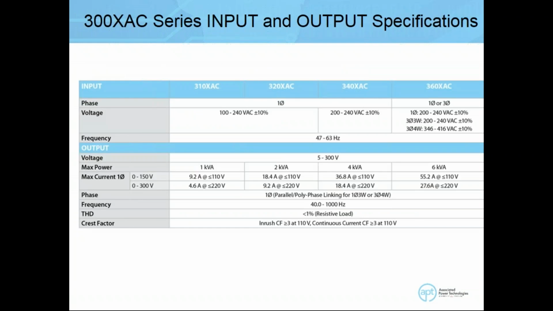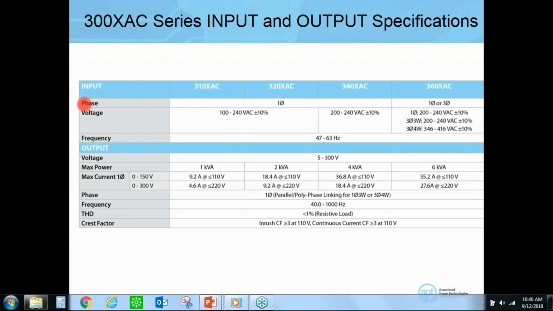Since we've been talking about the specifications, let's take a look at one of the input and output specifications for a 300 XIC series power supply. For this power supply that APT manufactures, the input specifications are listed here, and really quick, I'm going to show you the phase voltage. You could have a single phase that powers up 3 of these power supplies, and additionally a 360, which outputs up to 6,000 VA, may require a 3-phase power supply. So you could power up a 360 XIC with either single phase power or 3-phase power, and the voltages required for each configuration are listed here.